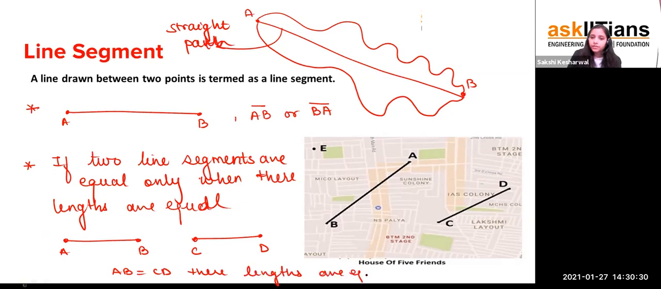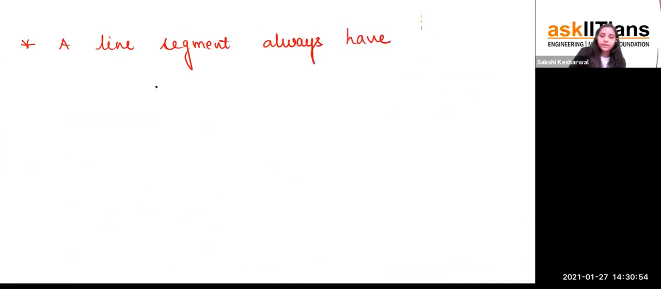If this is 10 centimeter, then this one is also 10 centimeter. These are equal. So we can say that a line segment can have a definite length, yes or no? So we can say that a line segment always has a definite length.